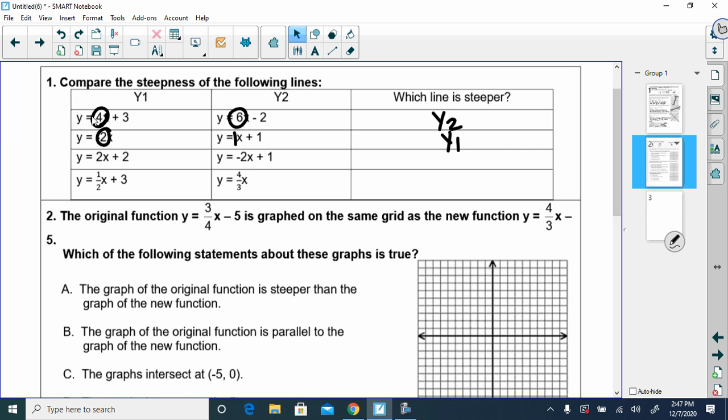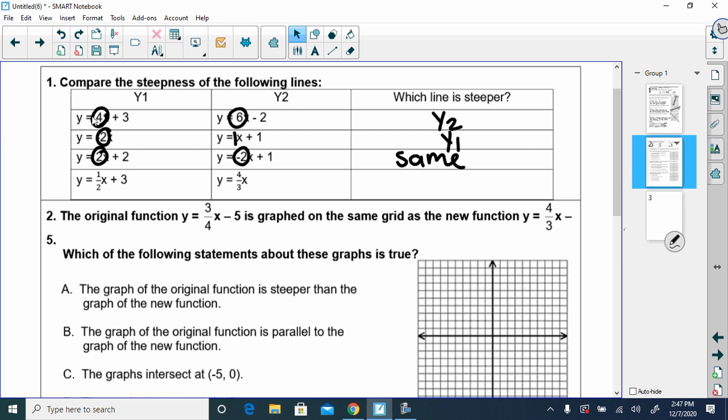Okay? On the third row, what's my slope for y1? 2. What's my slope for y2? -2. So, is one going to be steeper than the other? No. Good. So these ones are the same.